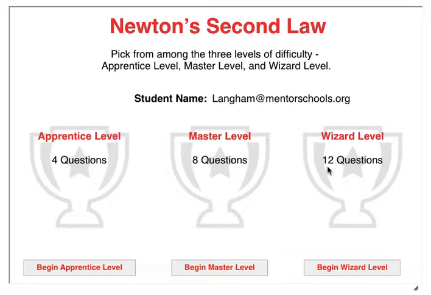I'm going to show you how to do the Newton's second law concept builder today. It's a pretty easy one, but I know sometimes it's helpful to see someone else do it first before you can do it on your own. So I'm going to work through each level, go through a couple questions on each level together. Remember, Newton's second law is all about the relationship between force, mass, and acceleration, F equals ma. So we're going to go ahead and start with the apprentice level.